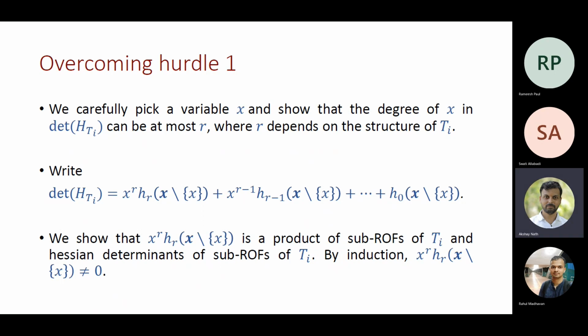Then we show that the leading term, that is x to the r times hr of x minus the variable x, is a product of sub-ROFs of Ti and the Hessian determinants of sub-ROFs of Ti. Now sub-ROFs of Ti are obviously non-zero. So to show that this leading term is non-zero, all we need to show is that the Hessian determinants of sub-ROFs of Ti are also non-zero.